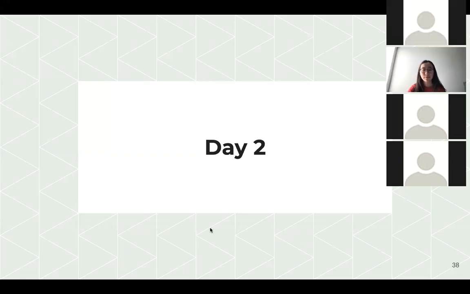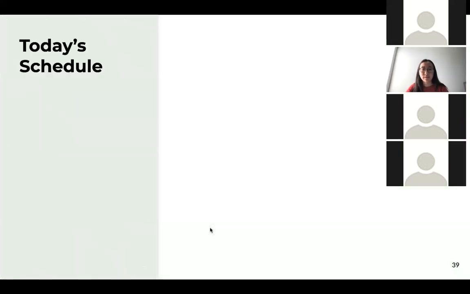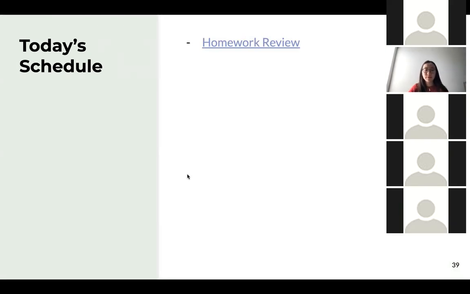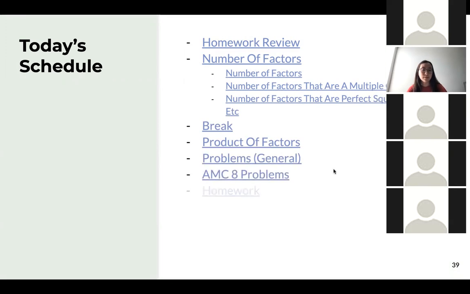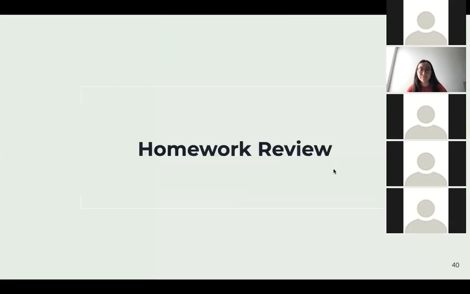Okay, day 2 of number theory. We're going to start off with the homework review from yesterday, and then we're going to cover some rules to find the number of factors of a number. We're also going to go over product of factors, plus some AMC 8 problems.